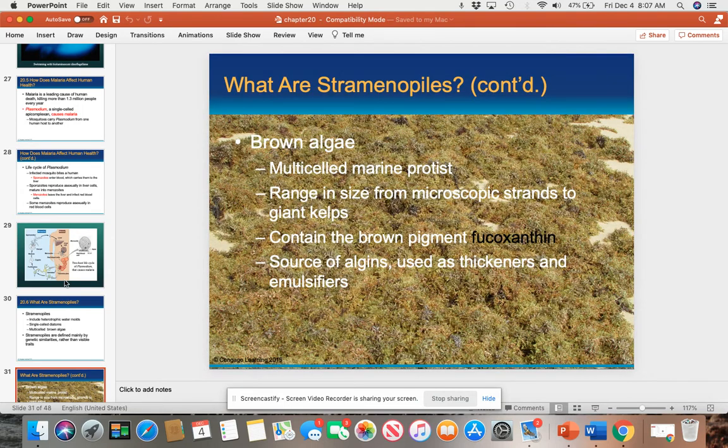Other types of algae are multicellular, so brown algae. So here we see in the background sargassum seaweed washed up on the beaches. This is in Toco, Trinidad.